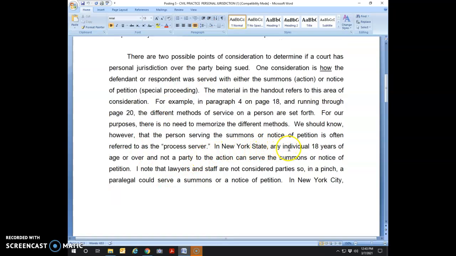In New York State, and this is where we're working right now, an individual 18 years of age or over and not a party to the action can serve the summons or notice of petition. The lawyer and the lawyer's staff are not considered a party to the action. I know that in a pinch once I served a summons and complaint, and I was able to legally, because I can assure you I was over 18, and also I wasn't a party to the action.